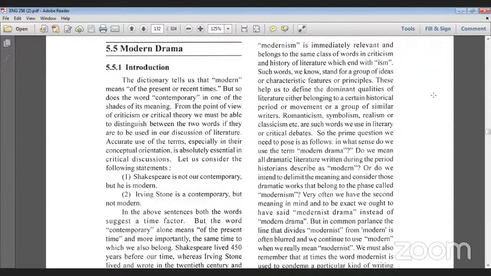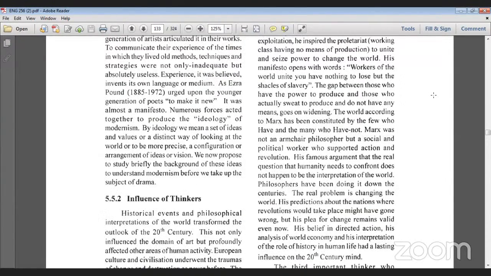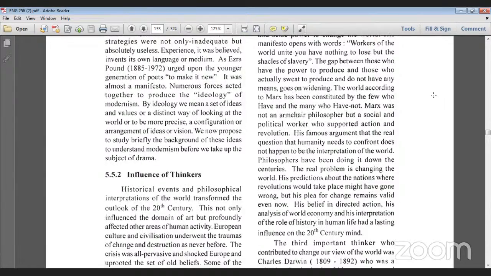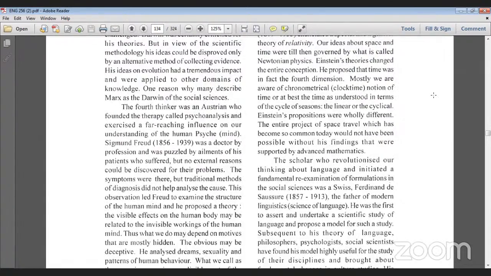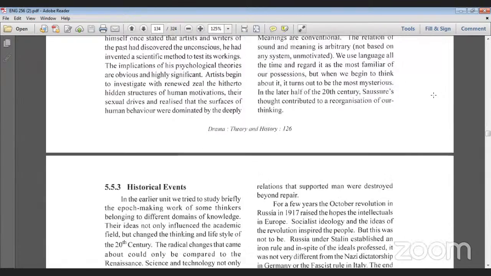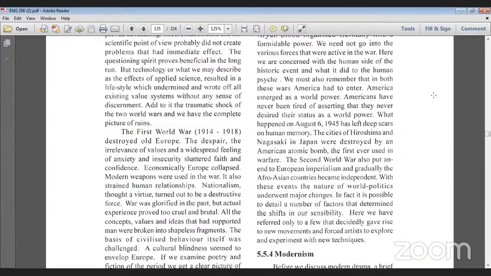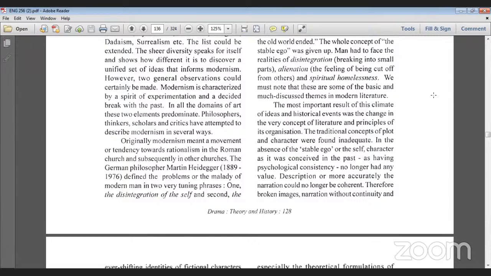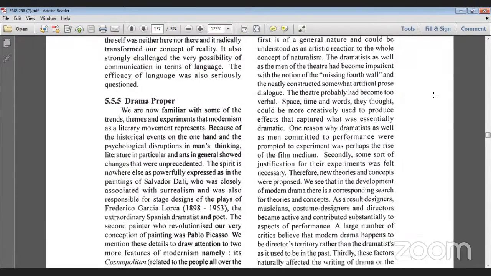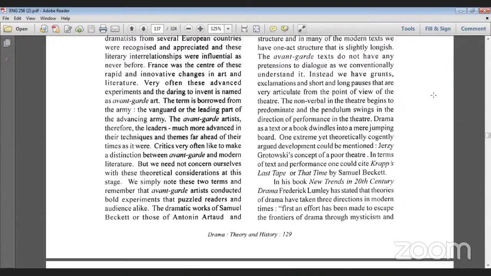What is a modern drama? Before that, we will go directly to the influence and thinkers, what they have been influenced. This will come as the last part of your answer. Then further, historical event, then modernism. Further, you will go to drama proper. This is also asked for your exam.